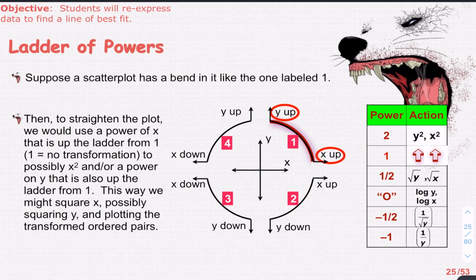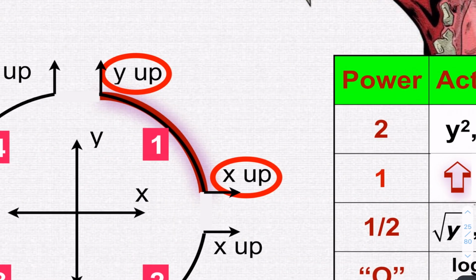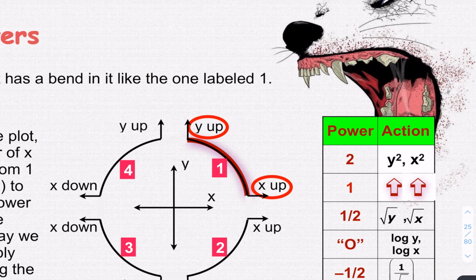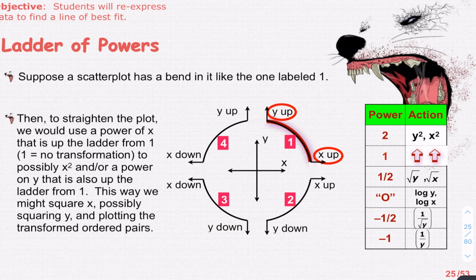So just as a practical example, if our curve looks like this and we have our ladder next to us, if our curve looks like number 1, we either want to go square the x or square the y, which is what we said before.